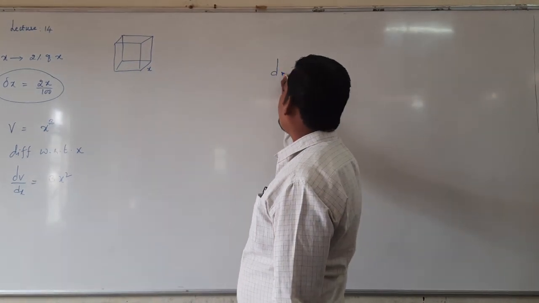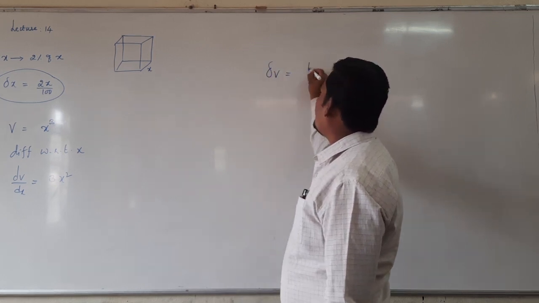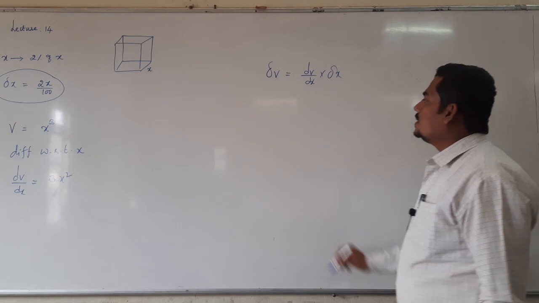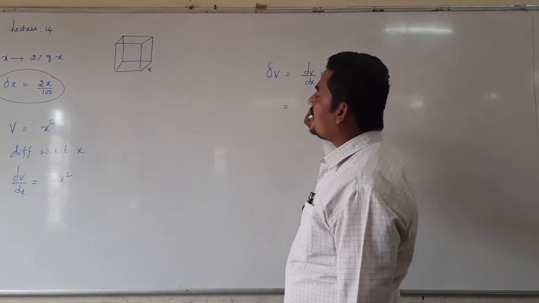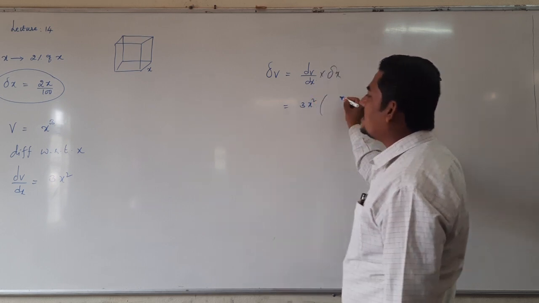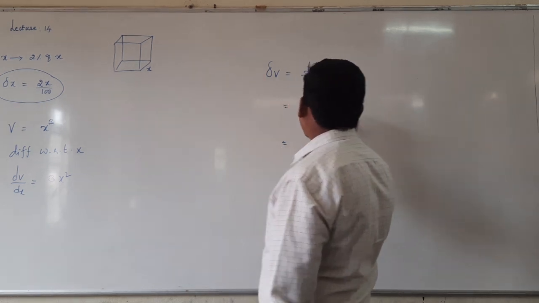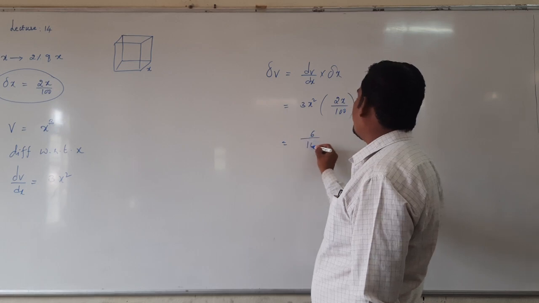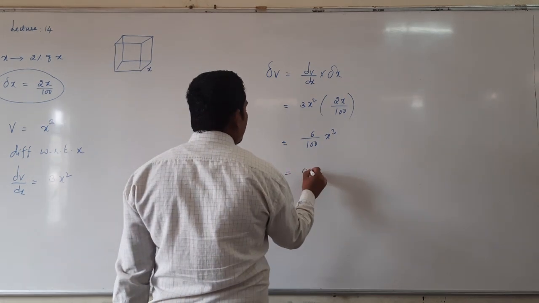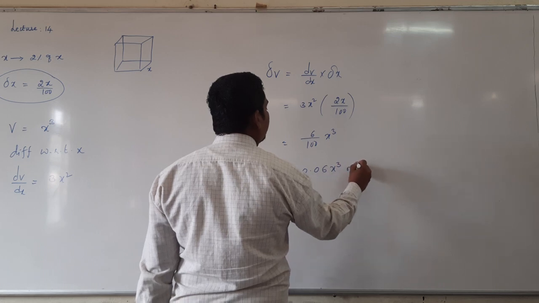Increase or change in volume dV or delta V equal to formula. Change in volume delta V is equal to dV divided by dx into delta x. Then what is dV by dx here? dV by dx is 3x square into what is delta x? 2x divided by 100. Usual multiplication, it will be 6 divided by 100 into x cube. After that it will be 0.06 x cube cubic meters.